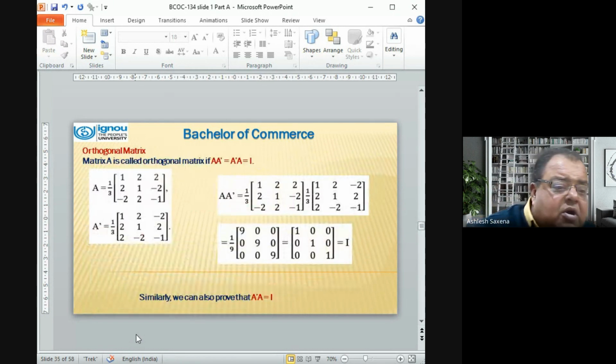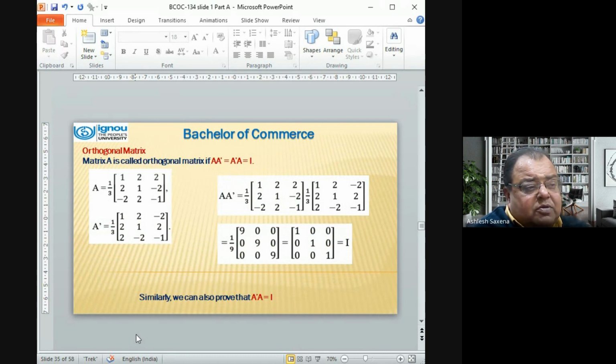Then comes your orthogonal matrix. For an orthogonal matrix, A into A transpose is equal to A transpose into A, which is equal to the identity matrix.